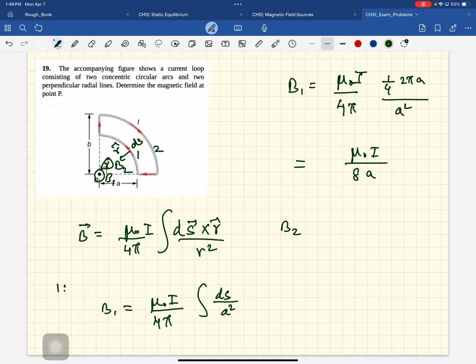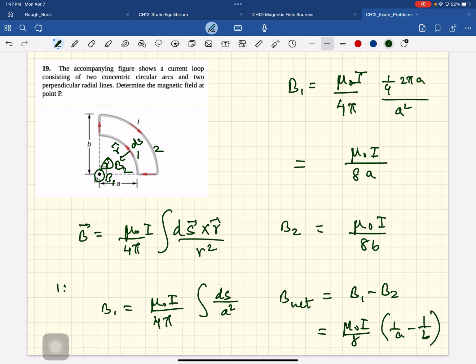So similarly, you can do B2, and that'll work out to be mu naught I over 8b in the opposite direction. So the net magnetic field is B1 minus B2, equal to mu naught I over 8, times 1 over a minus 1 over b. Again, we could do this integral for this shaped conductor only at this point. And again, you saw that the integral was really not that hard to do.